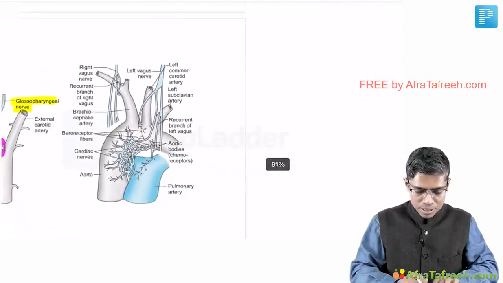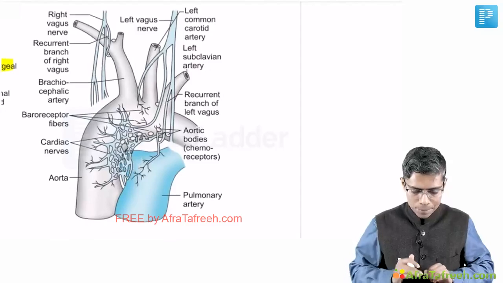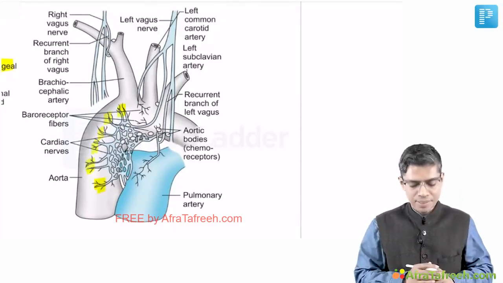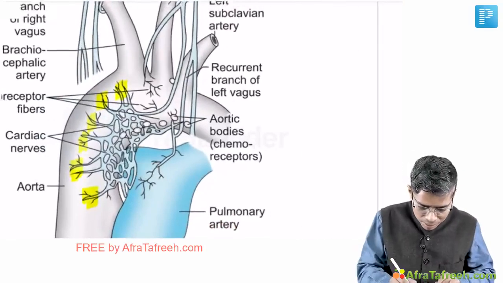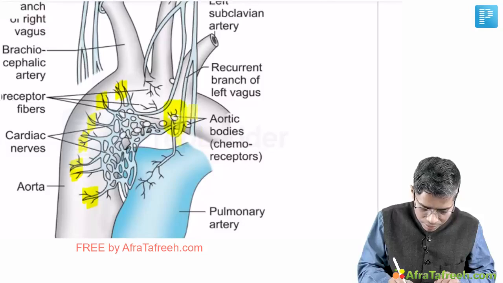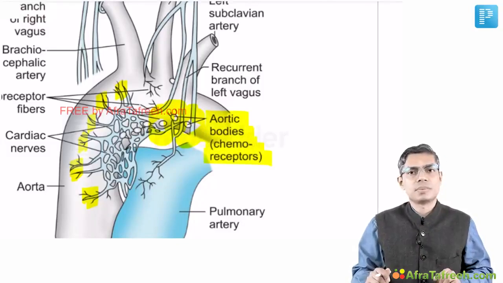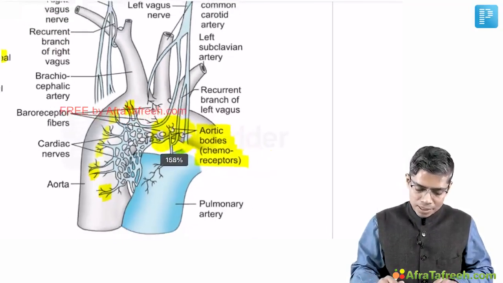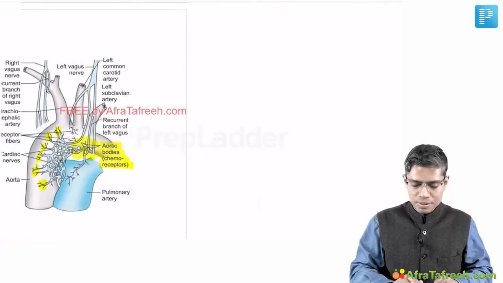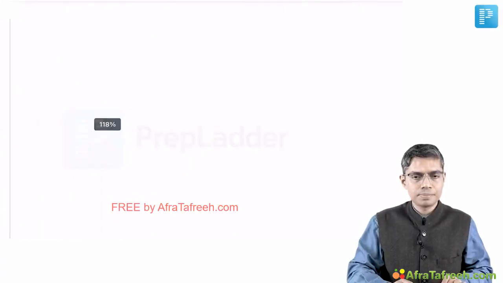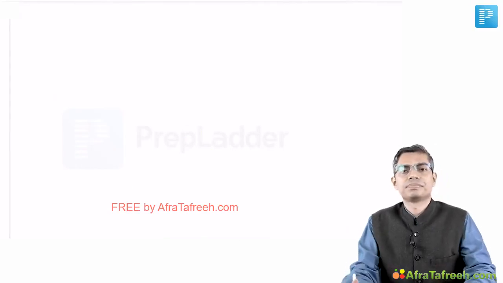Similarly, if you look at the arch of aorta here, you are again finding multiple neuronal endings. This is nothing but the aortic arch baroreceptor, and in between you are finding these bodies. Look at here, these white color bodies. So these are nothing but aortic bodies. They are nothing but our chemoreceptor. Now we have understood how the baroreceptor is functioning. Now our next understanding is how the chemoreceptor is controlling our blood pressure.